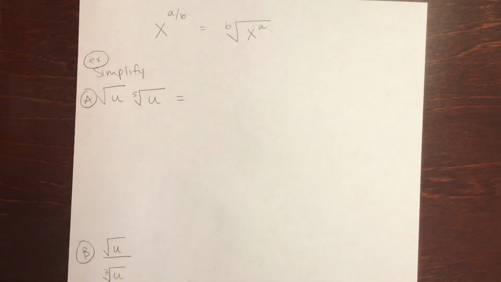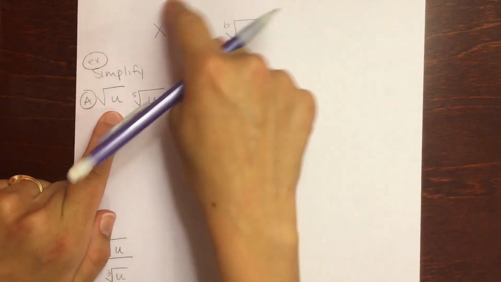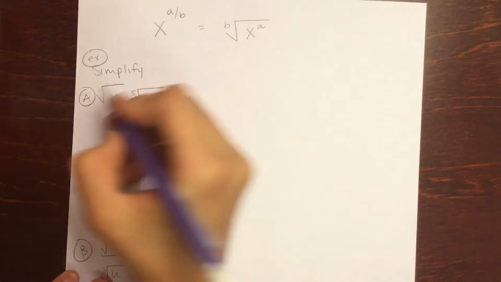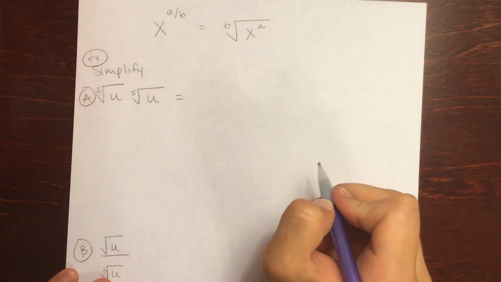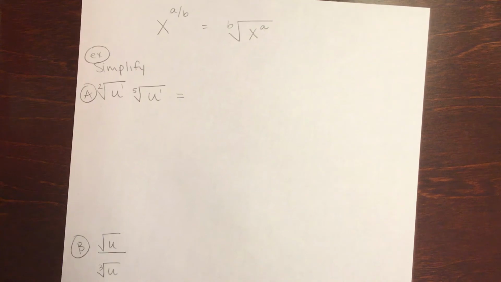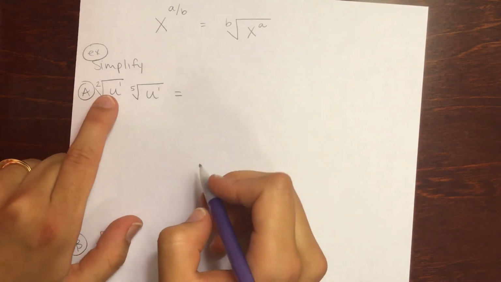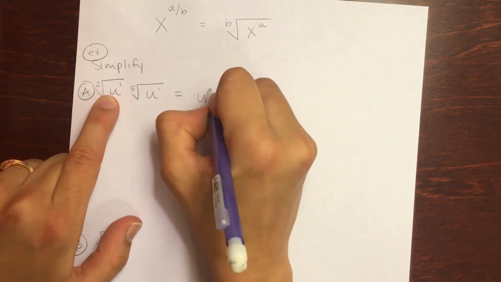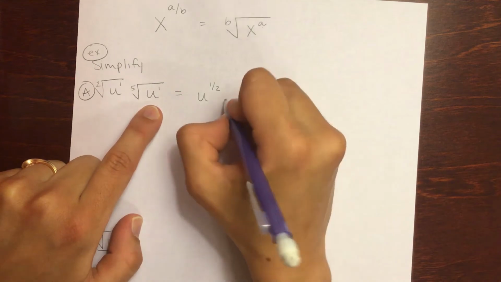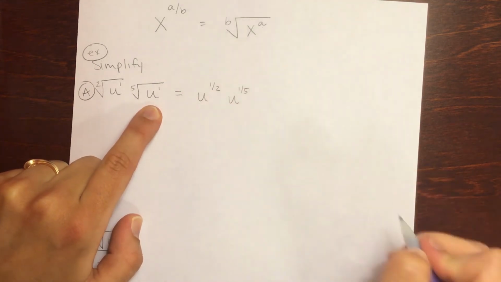Okay, let's convert this to exponent form. If you don't see a b value, it's implied to be a 2 because it's a square root. If you don't see an a value, it's implied to be a 1. If there's no exponent, everything is raised to the 1 power because I only have 1. I'm not squaring or cubing. I can rewrite the square root of u as u to the 1/2 power. I can rewrite the fifth root of u as u to the 1/5 power.